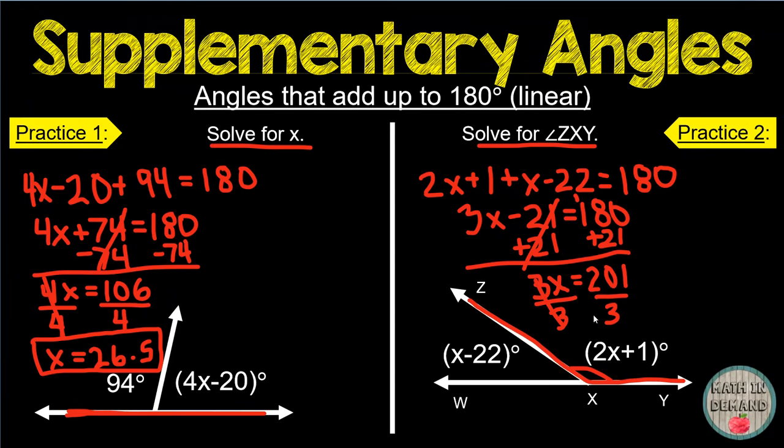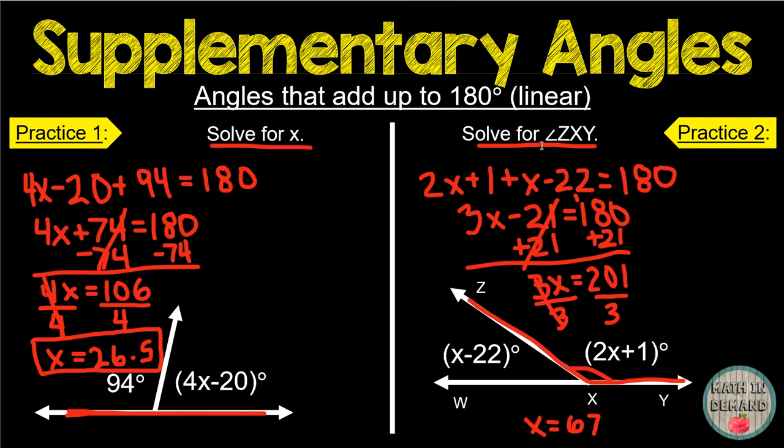This will cancel. I know that 3 goes into 26 6 times, so I'm going to write x equals 6. 6 times 3 is 18, so I will have 2 left over, and I have my 1, that'll be 21. 3 goes into 21 7 times. Therefore, x equals 67. Okay, I'm not done with my problem.